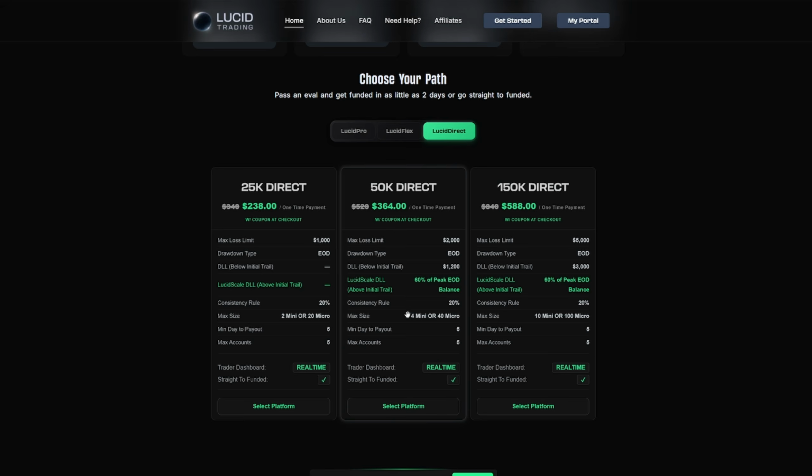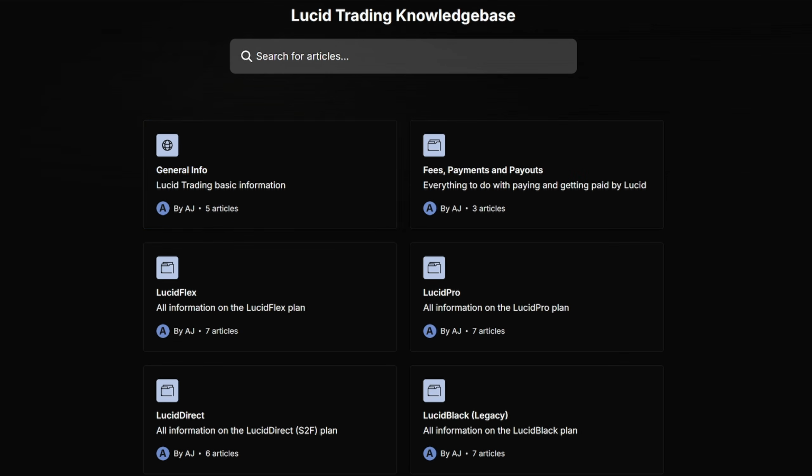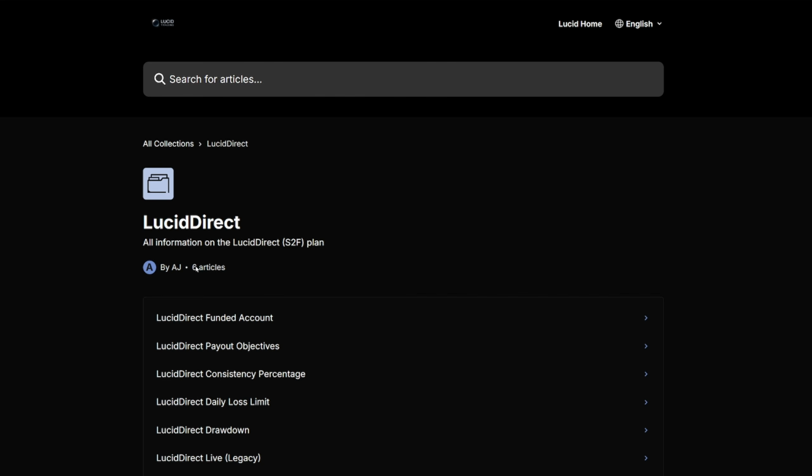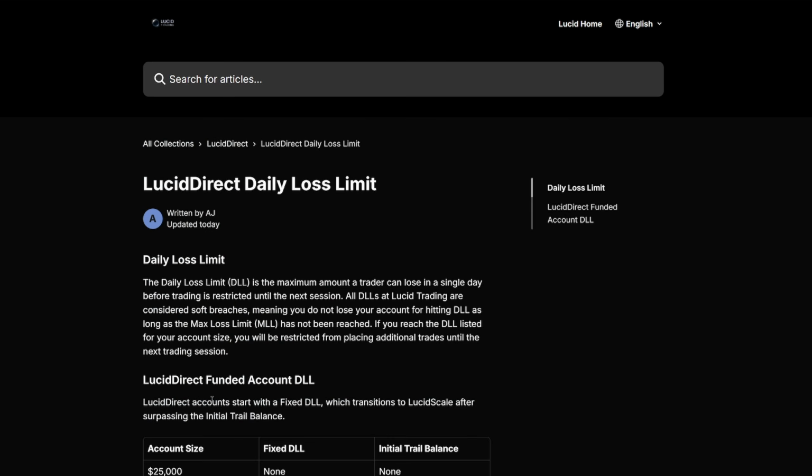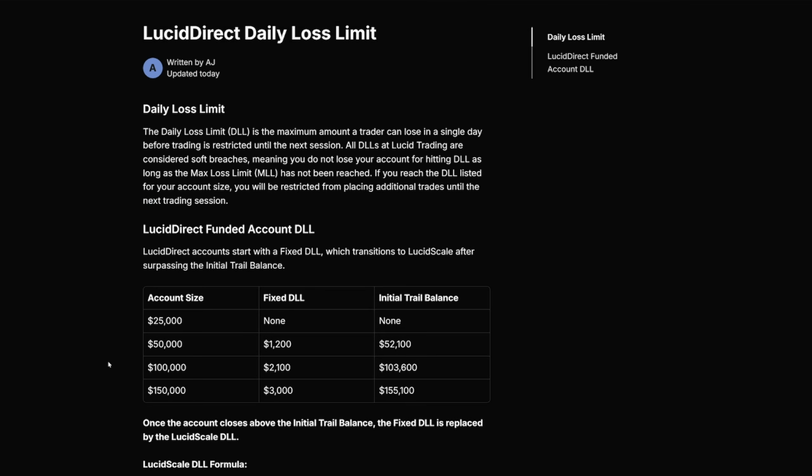So now let's look at the Lucid Scale DLL rule where it talks about 60% of the peak in EOD. So I'm going to come right back to the FAQ real quick. We're going to scroll right down to where it says Lucid Direct. Then I want to simply click on Lucid Direct Daily Loss Limit. Now in this account, we're going to focus on the 50K account.